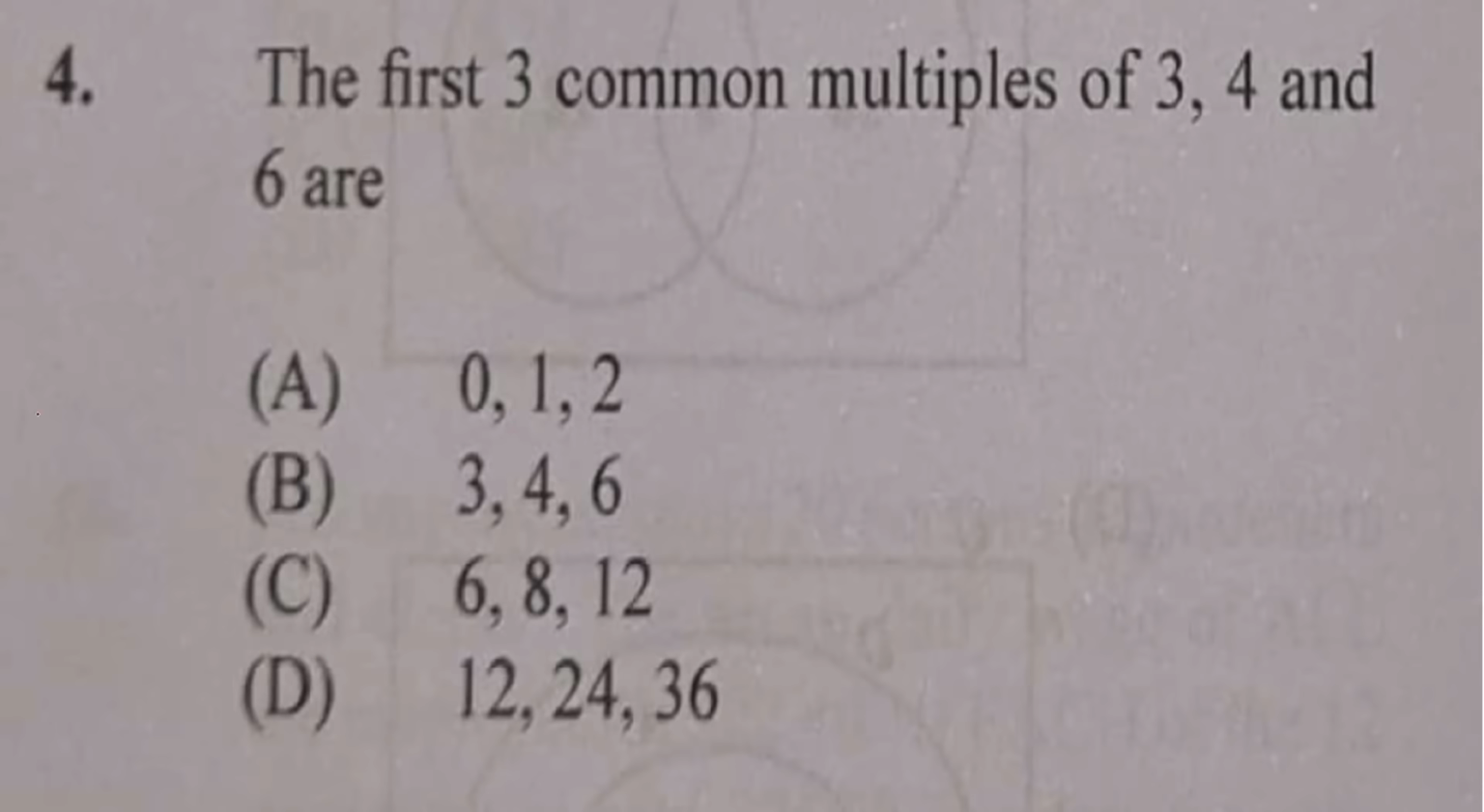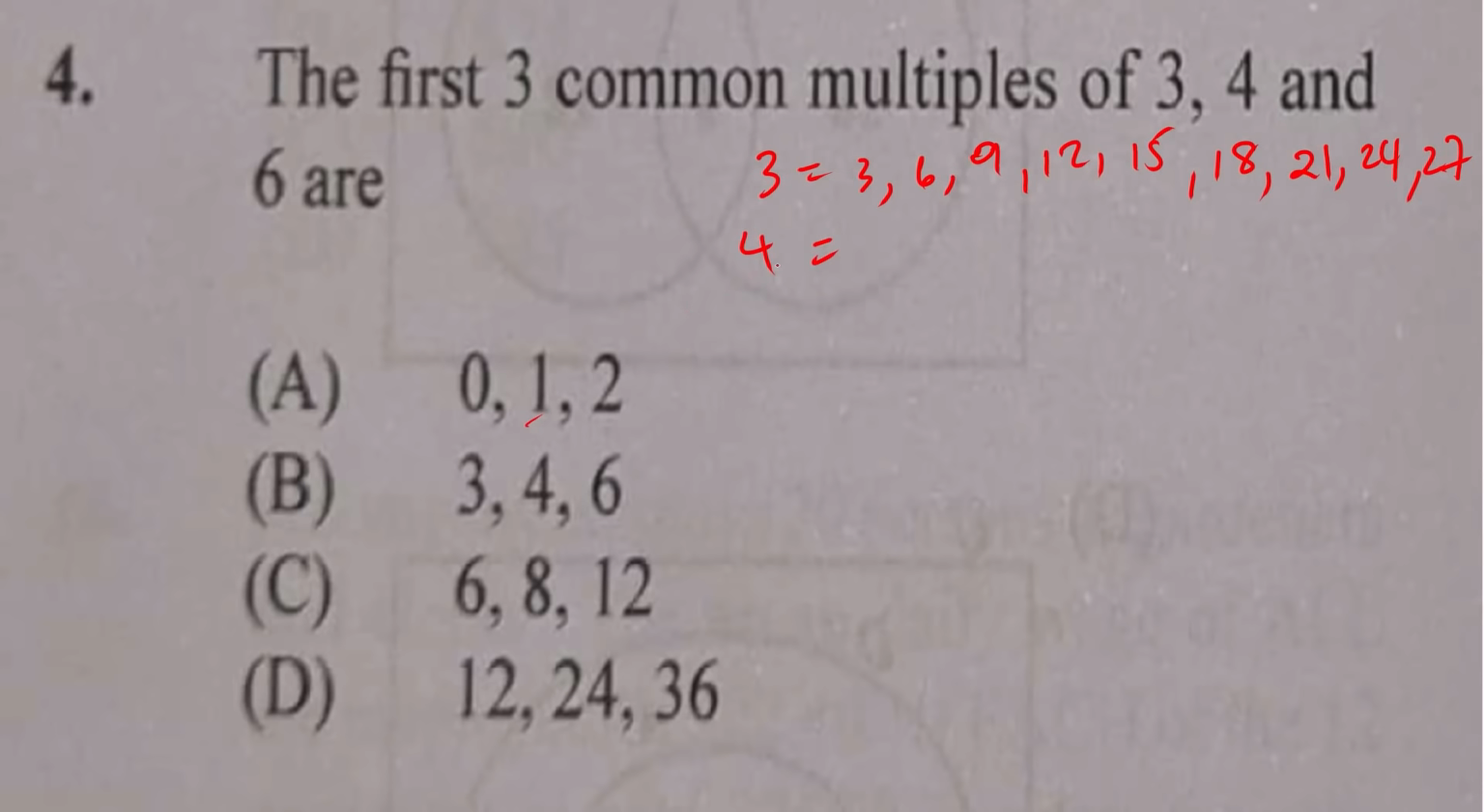Question 3. The first 3 common multiples of 3, 4, and 6 are: so what they have in common are multiples. Let's run through our 3 times quickly. So we have 3, 6, 9, 12, 15, 18, 21, 24, 27. Then let's look at 4.